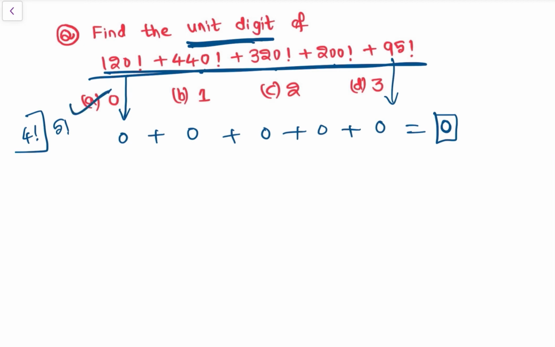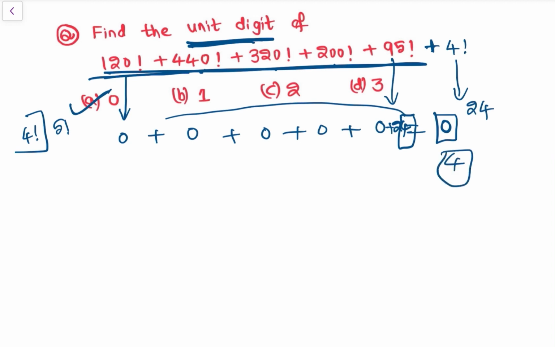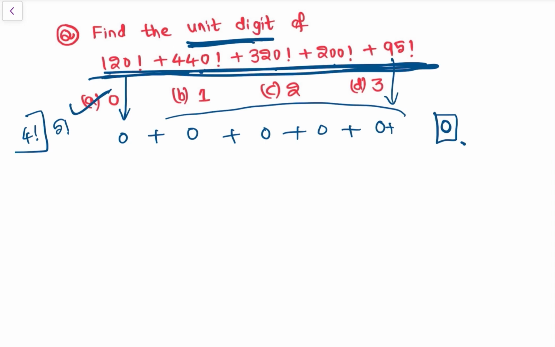Now imagine अगर ये same expression है, and I have added 4 factorial also. इन सब का तो 0 आएगा, but 4 factorial का क्या आएगा? 4 factorial is 4 into 3 into 2 into 1, that is 24. So अब 0 plus 24 भी आएगा. So 24 है तो unit digit 4 आएगा. Since अब 4 factorial नहीं है तो वो 0 हो जाएगा. So that's how we need to do. 4 factorial नहीं जोड़ा तो इधर 0 would be the answer.